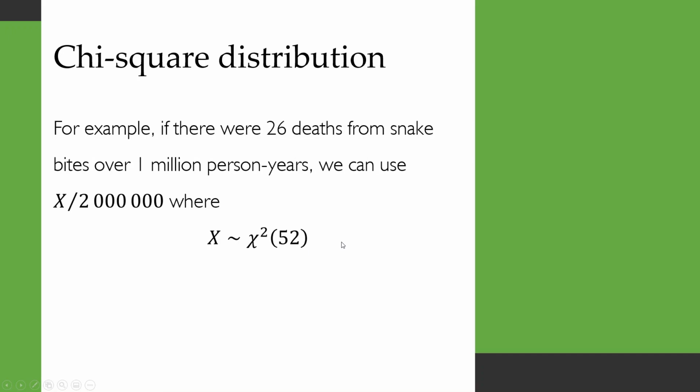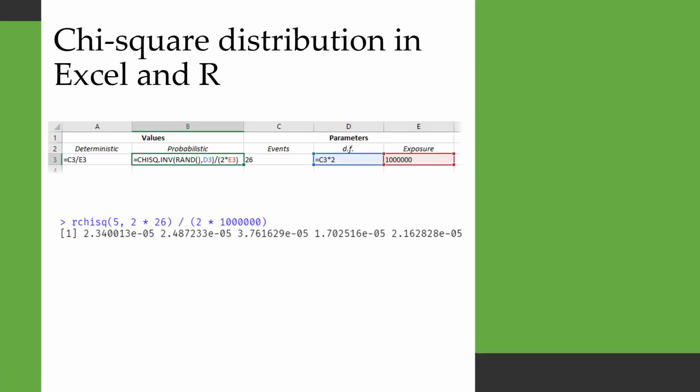Okay, so just as an example, if we had 26 deaths from snake bites over 1 million person years of exposure, then we would use x divided by 2 million, where x is chi-squared distributed with 52 degrees of freedom. Okay, and here's what it looks like in Excel and in R.